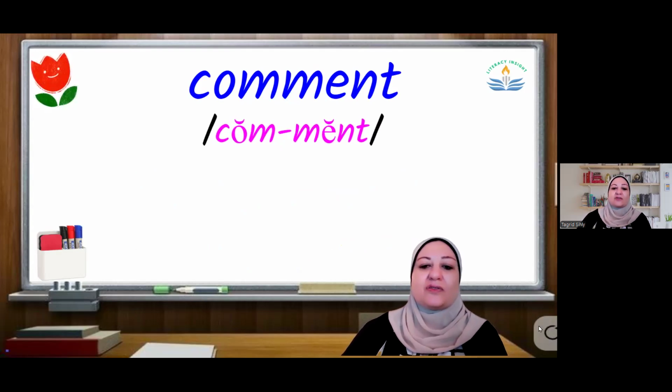Again, these little curves on top of the vowels, on top of the first O and the E, these are called breve. It's a breve. But that just reminds you that it's a short O sound. So it's 2 syllables, comment, comment, not comment, comment, okay?